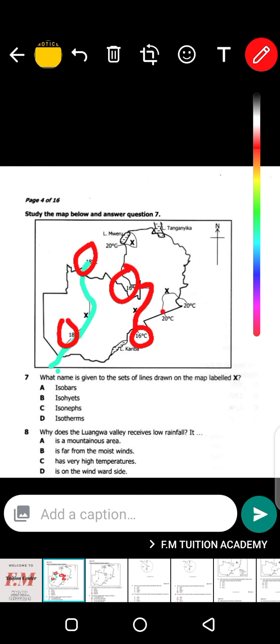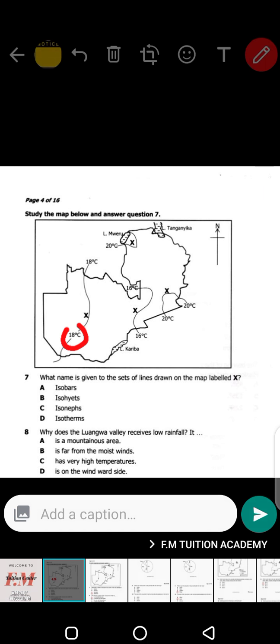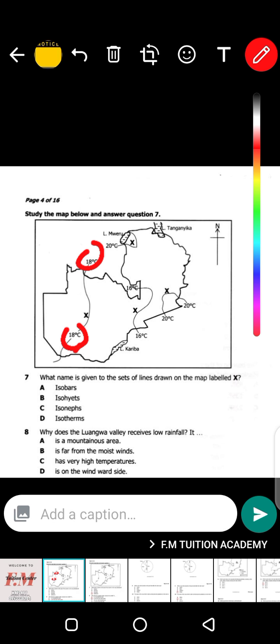Same X again here, it starts with 20 and ends with 20. What are those lines that have got the same degrees, 18, 18, 16, 16, 20, 20? Such kind of lines, what are they called? It starts at 18, ends with 18. Same thing, starts at 16, ends with 16. Starts at 20, curves to the other side, ends at 20. Such lines which have got the same degrees are called isotherms.